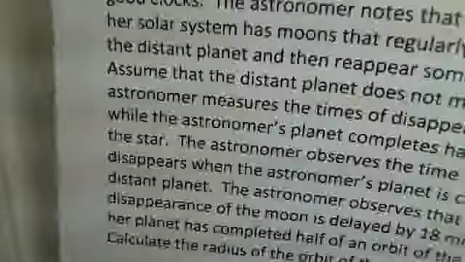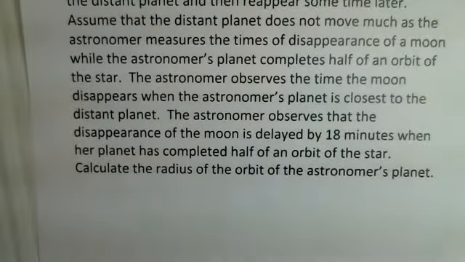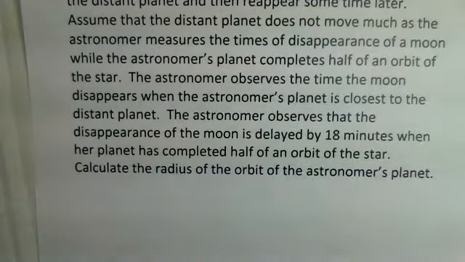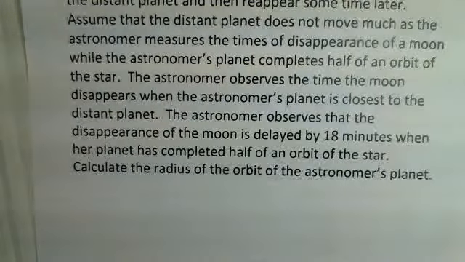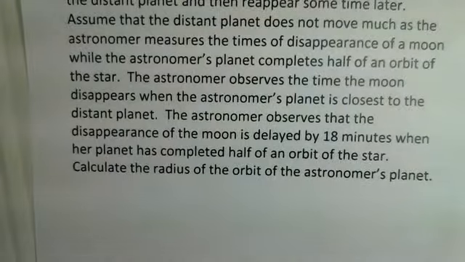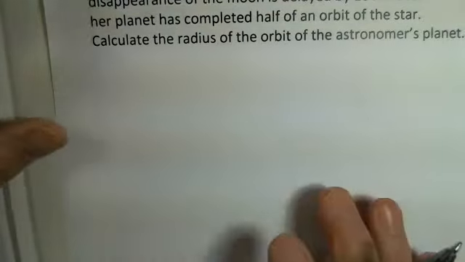And when the astronomer's planet is halfway around its orbit, that delay is accumulated up to 18 minutes. So the eclipses are later than what was expected by 18 minutes. Can we use that information to find the radius of the orbit of the astronomer's planet? Well, yes, we can. This was done and reported in 1676 for the case of the Earth.